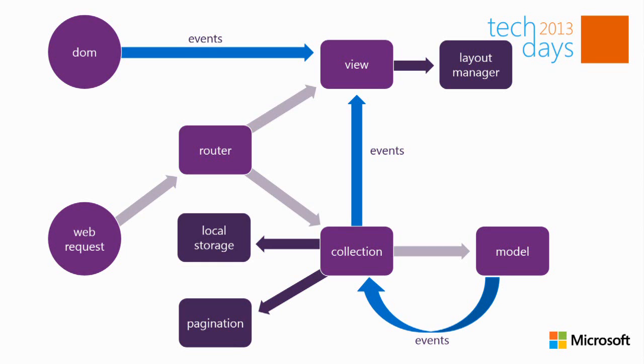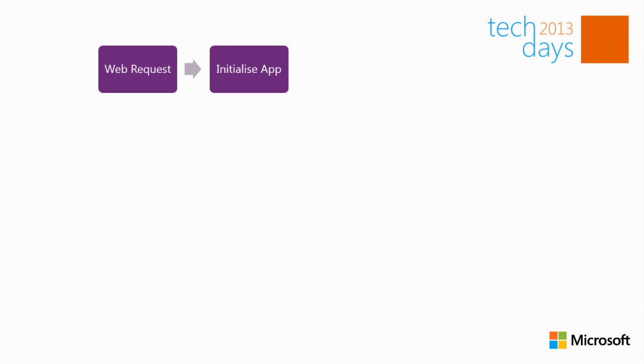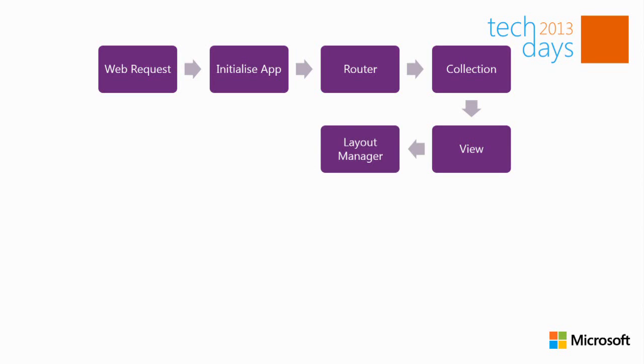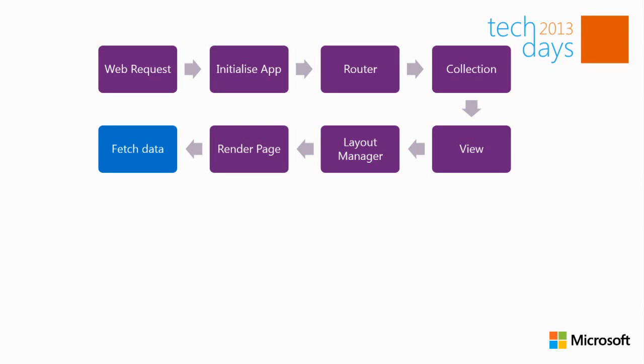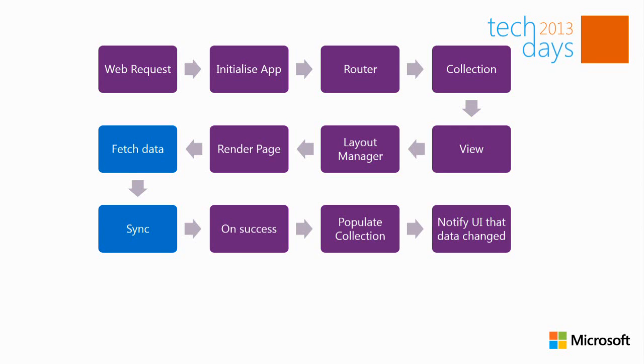Nice. So let's just walk through that again, but in a slightly different way. Web request, initialize the app, fire up the router, new up our collection, pass the collection to the view and new that up. Layout manager gets called and created. Layout manager decides that it's going to render the page for us and which HTML to go and fetch from the server. We go and do a fetch call. That inherently calls a sync method. On success, we populate the collection. We notify that the UI changed, and we render the view. It's a really nice, clear sort of process and workflow, which I really like.